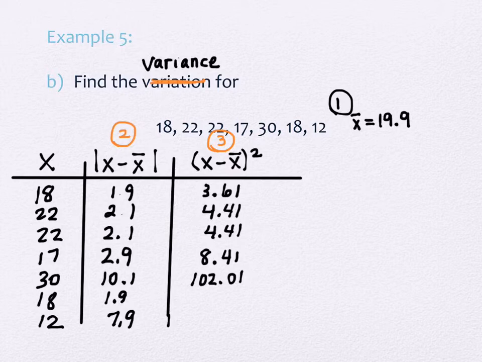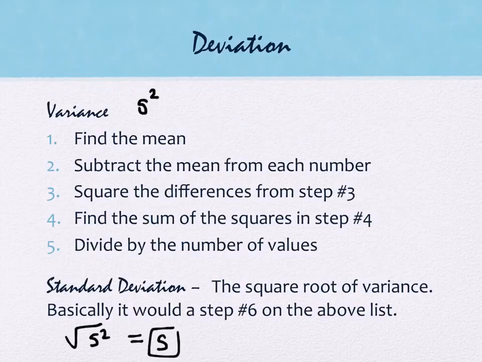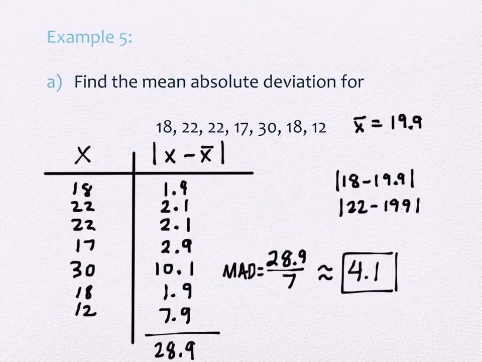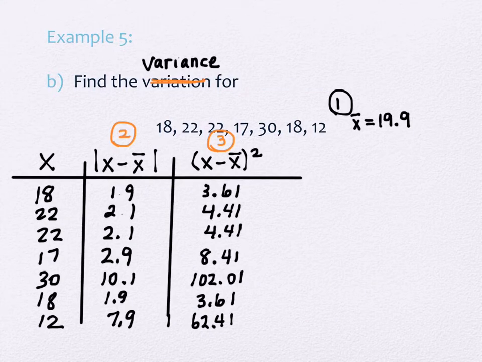1.9 squared, we already did that. 3.61. And then 7.9 squared. All right, so look back on your list of steps. Square the differences. We did step 3. What does step 4 say? Find the sum. So we need the sum of all this. What do you get?